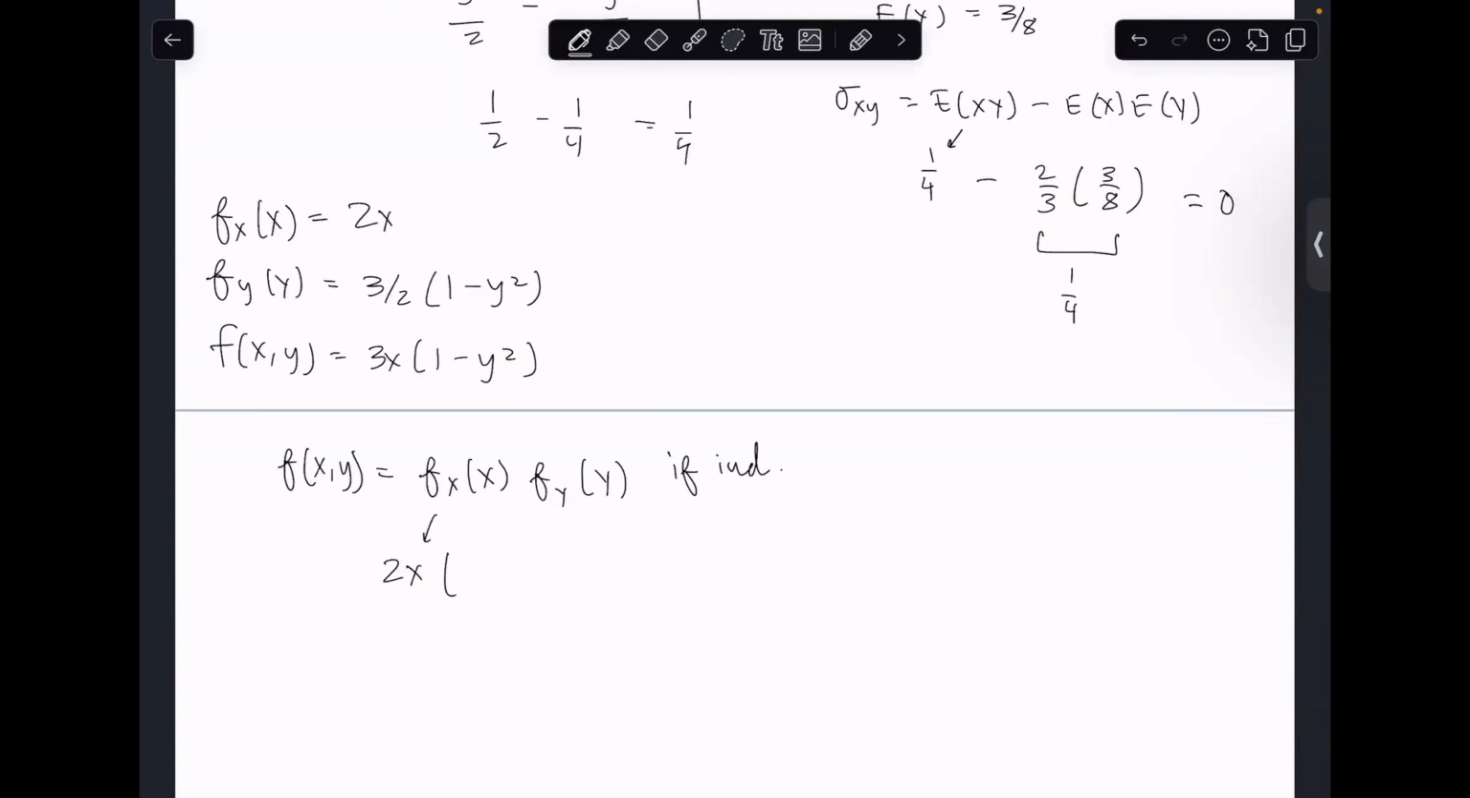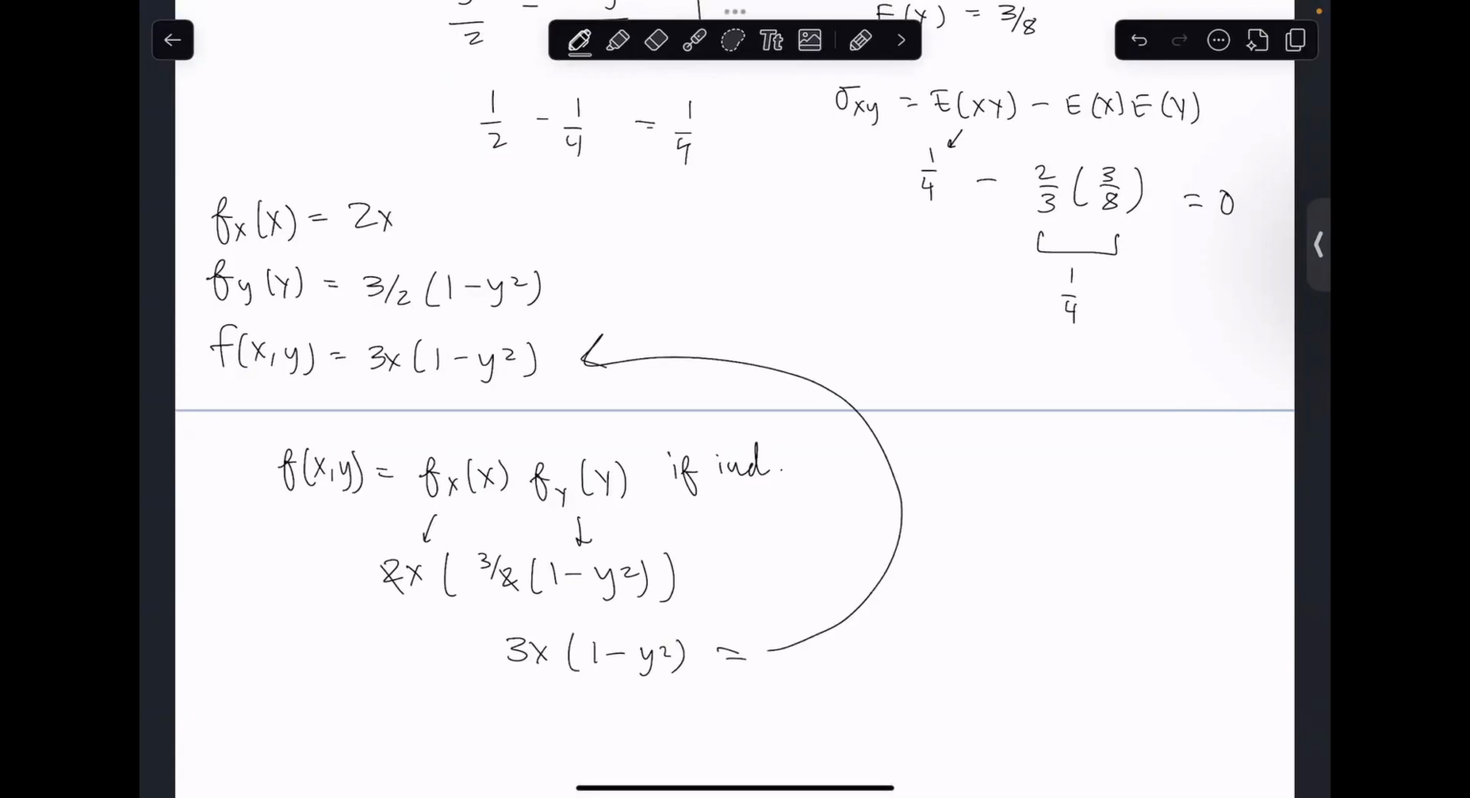This is this times 3/2 times y minus y squared, which is this, which just gets me, this cancels with this, which just gets me 3x times 1 minus y squared, which is equal to this. So yes, x and y are independent. Fun stuff, right?